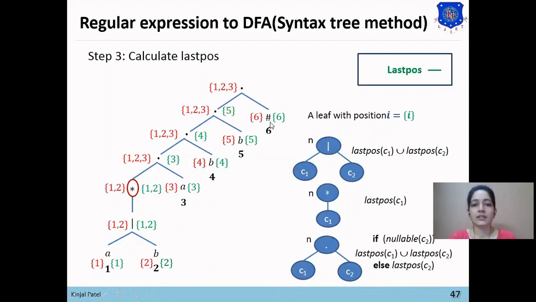Now again, the last node, which is the fourth dot. It has C2 as a hash. So hash is not nullable. So its last position will be added in the last position of the fourth dot. So last position also has been found.